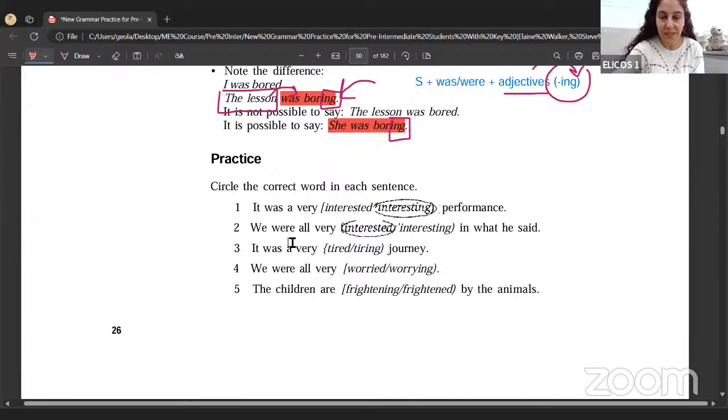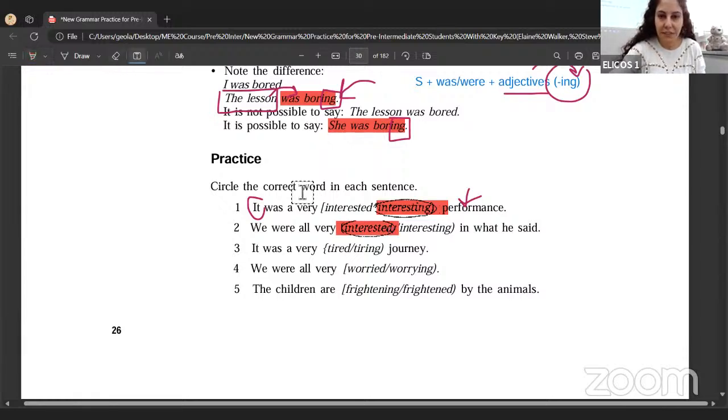It was a very interesting performance. Okay, so maybe I'm talking about a show, because I could see here I said performance. So yeah, it was a very interesting. Interesting means it was fun, it was enjoyable. We were all very interested in what he said.